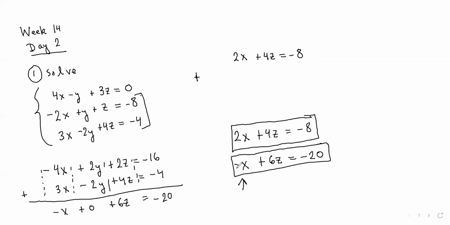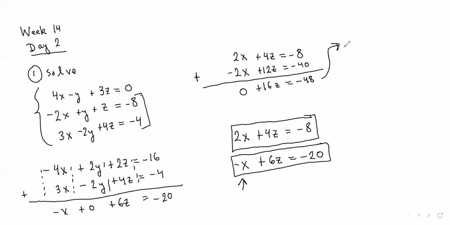So 2 times minus x is a minus 2x. 2 times the 6z is a plus 12z. Then equals, and 2 times minus 20 is a minus 40. And so we want to find what this sum is equal to. Of course, you take 2x minus 2x, that's a 0. 4z plus 12z is 16z, so plus 16z. Minus 8 minus 40 is a minus 48.